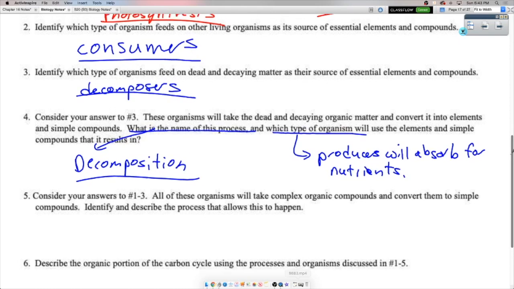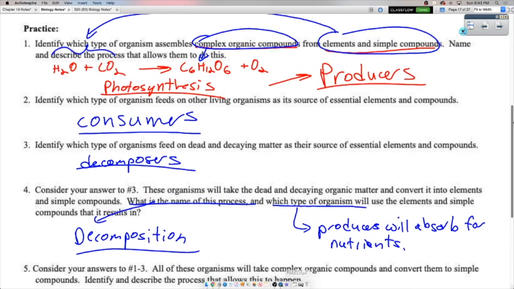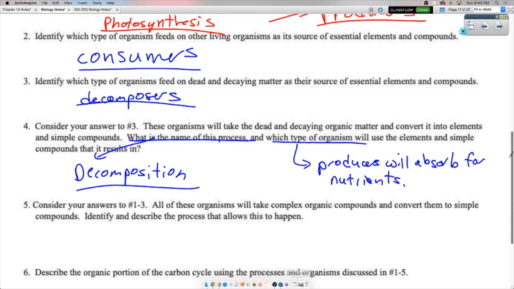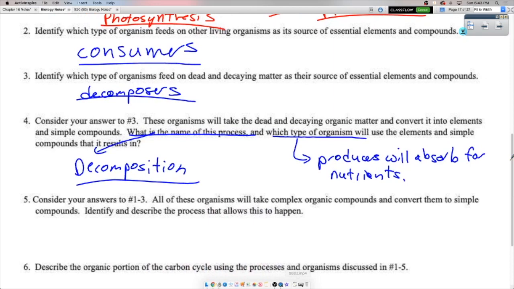So since it's saying everybody does it, I have a feeling what it is, but let's just check. What do producers, consumers, and decomposers all do? Which process do they do that takes complex organic compounds, like glucose, and converts them to simple compounds, like carbon dioxide and water? Okay, cellular respiration. Everything does it. It's photosynthesis backwards.